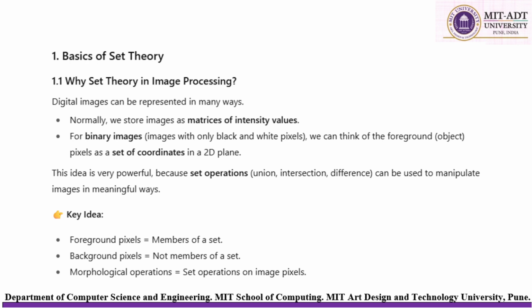For the key idea behind the set theory, when we consider an image, how are we going to represent an image with respect to sets? If we consider foreground pixels, those will denote the members of a set, and the background pixels of an image, those will be considered non-members of a set. The morphological operations that we are going to perform are nothing but set operations on the image pixels. So this is the basic concept and how we are going to apply set theory.